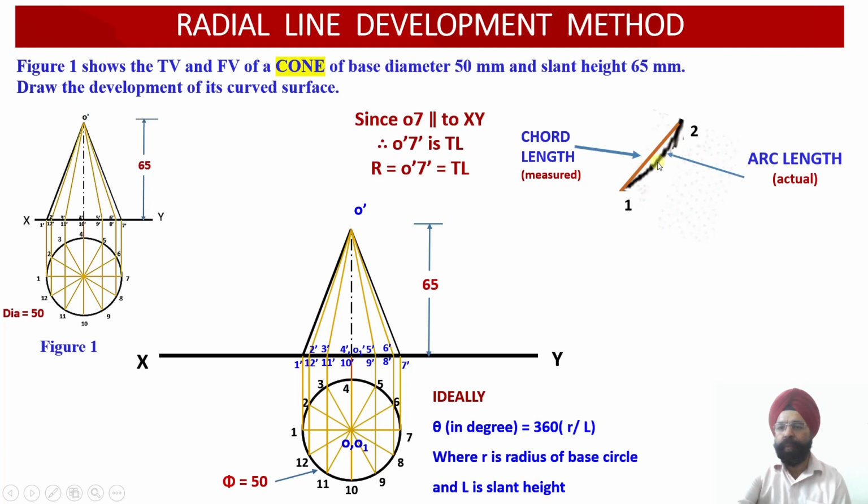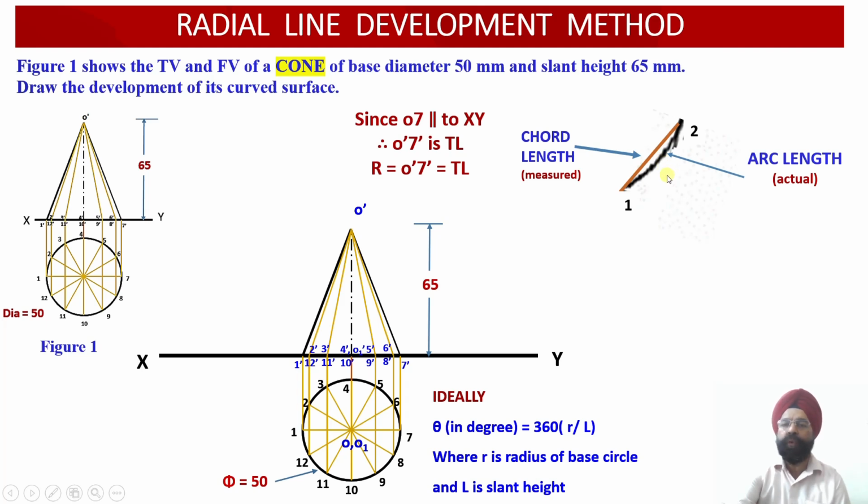We are not able to measure this particular arc length between different sectors. You see, these are all sectors which have a 30-degree included angle. Ideally we should have measured this arc length 1 to 2, but we have only a scale or a compass or divider available with us. Because of the limitations of manual drafting, we are able to measure only this chord length, and this chord length will be slightly shorter than the arc length. So whatever development we obtain will be slightly shorter than the actual one.